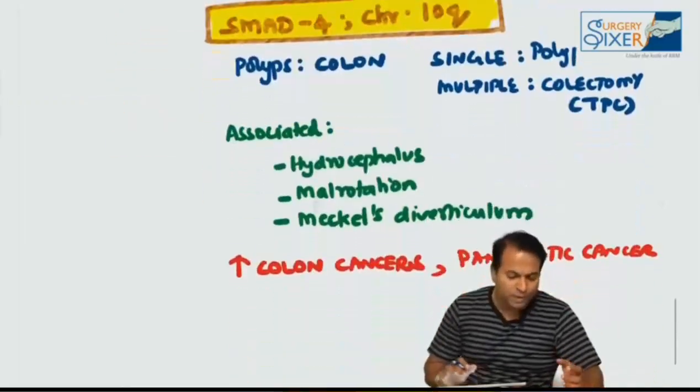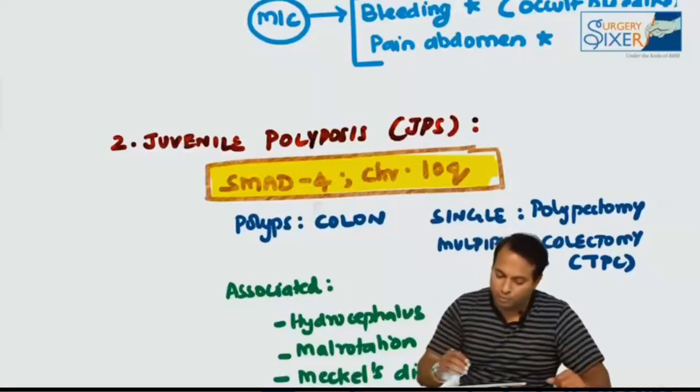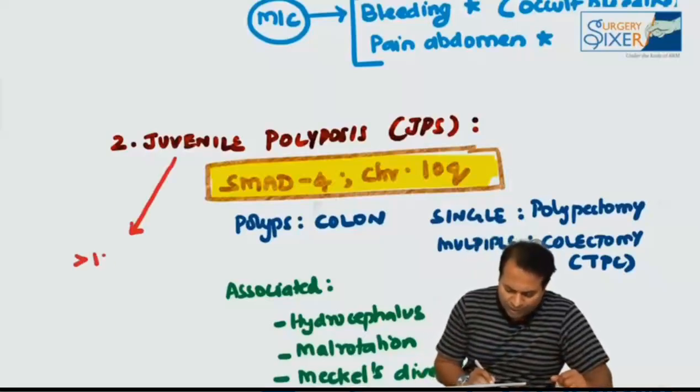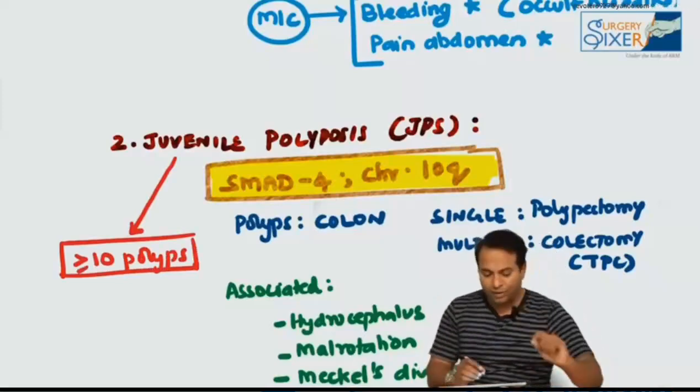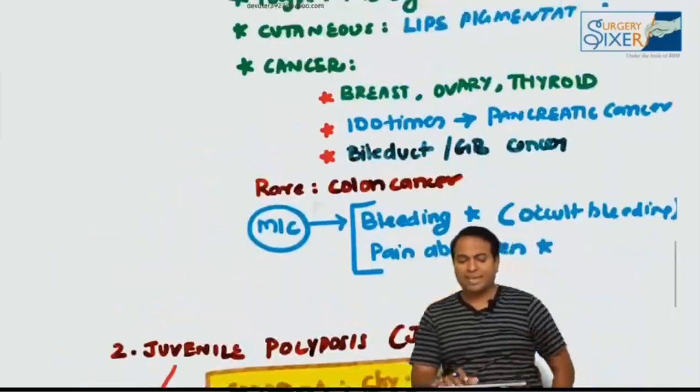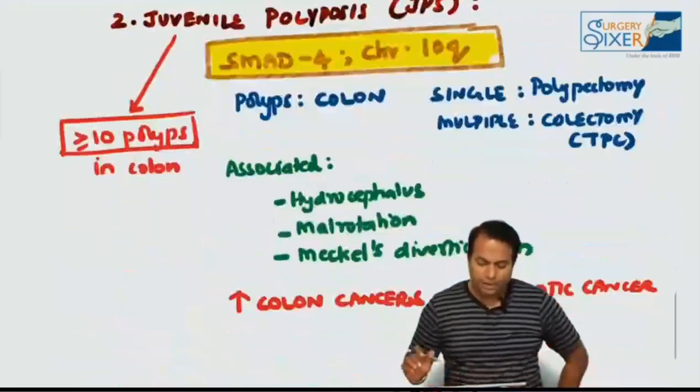Juvenile polyposis syndrome is also a hamartomatous polyposis syndrome. By definition, it is the presence of more than or equal to 10 polyps in the colon. So please don't get confused. In Peutz-Jeghers syndrome, the polyps are seen in the jejunum. In juvenile polyposis syndrome, the polyps are seen in the colon.